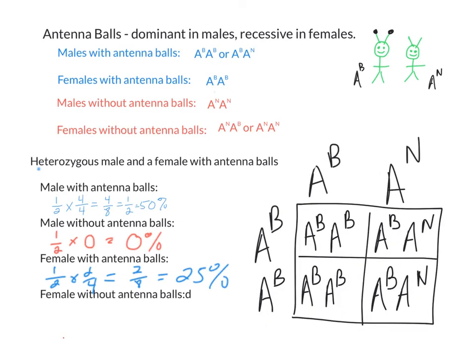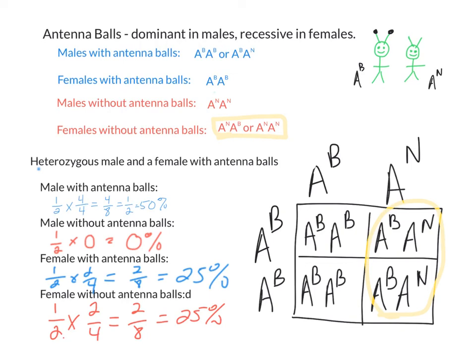Finally, a female without antenna balls has 2 possible genotypes. Of those genotypes, we don't have any homozygous no balls, or NN, but we do have the heterozygous option. So once again, we start with the possibility of being female, which is 1 out of 2. We multiply that by our probability of getting heterozygous, which is 2 out of 4. So 1 times 2 is 2, 2 times 4 is 8, which gives us 25%.